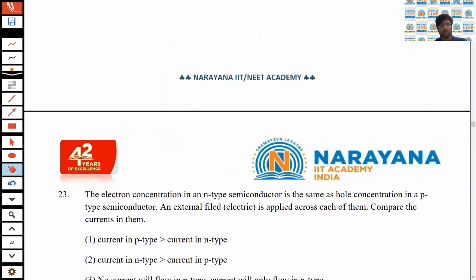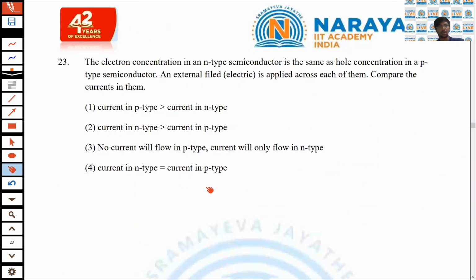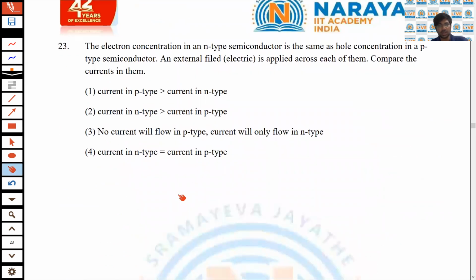All right. Now let's come to the 23rd question. The electron concentration in an N-type semiconductor is the same as the hole concentration in a P-type semiconductor. An external field is applied across each of them. Compare the currents in them.